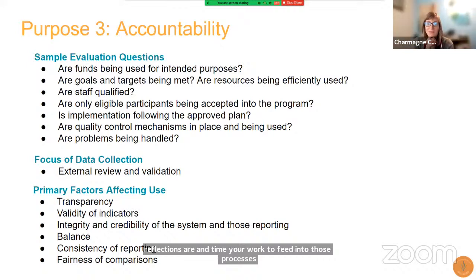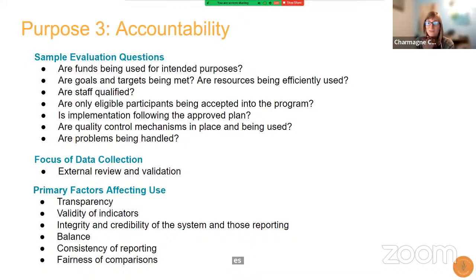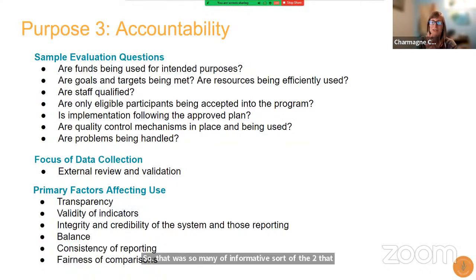So that was summative and formative, sort of the two that we hear most often about in the evaluation world, or at least traditionally. I think that's starting to change a little bit. Now we're going to transition to talking about accountability as a third purpose.